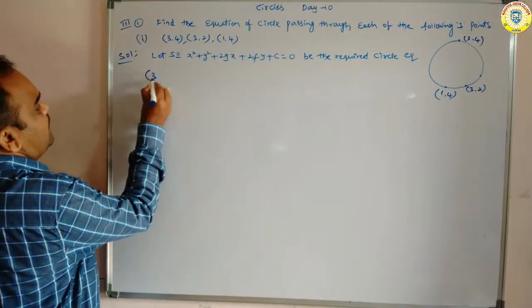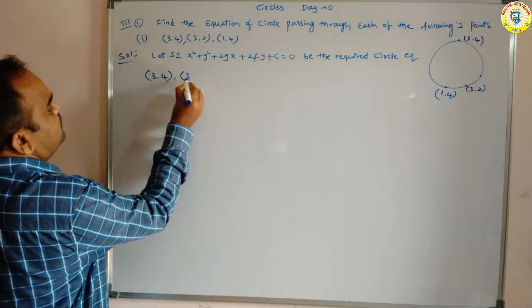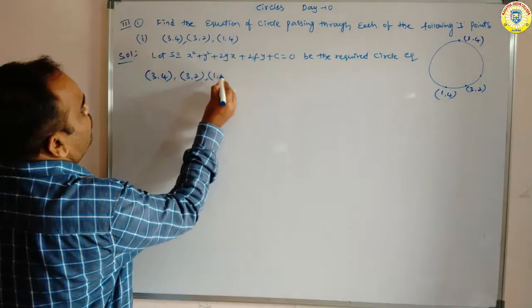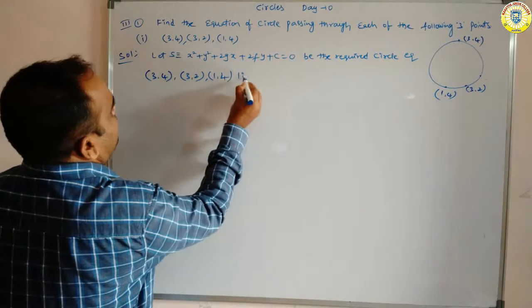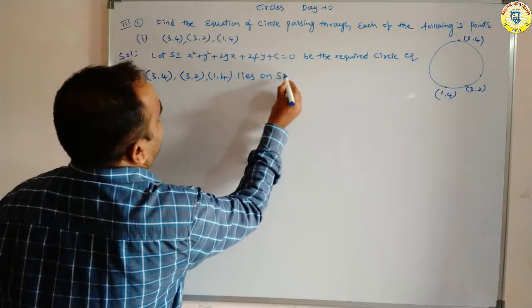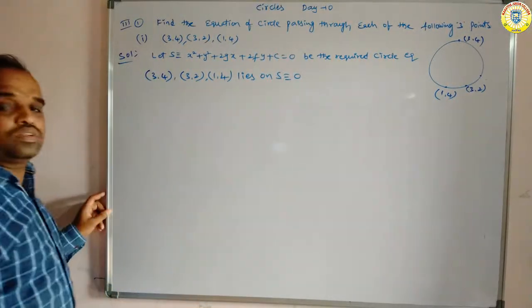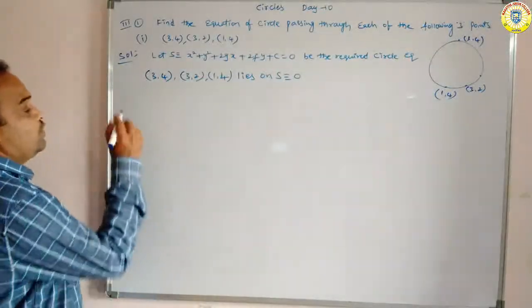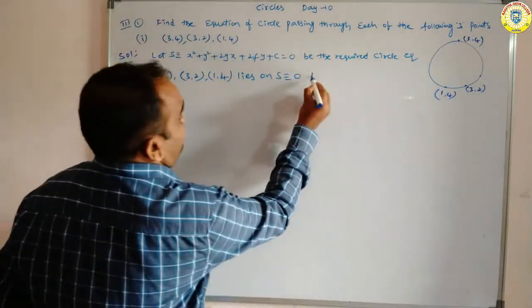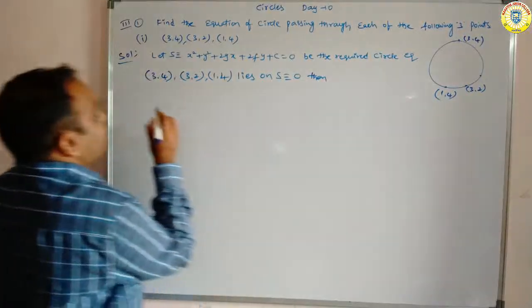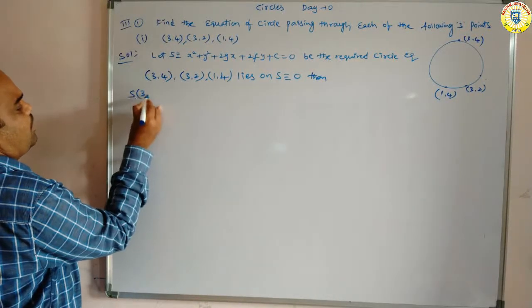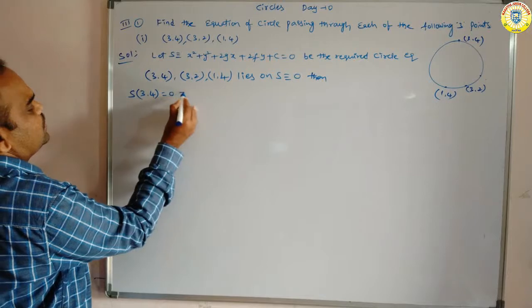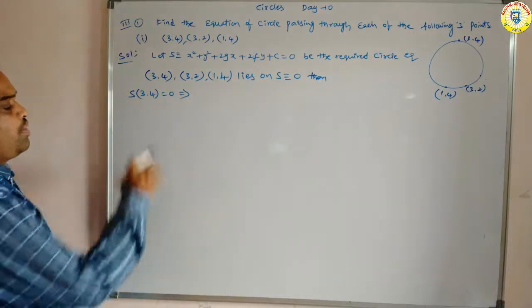Here, 3, 4. Here it lies on which circle, sir? S is equal to 0. It lies on the circle S is equal to 0. That's why here we can write S of 3, 4 is equal to 0.